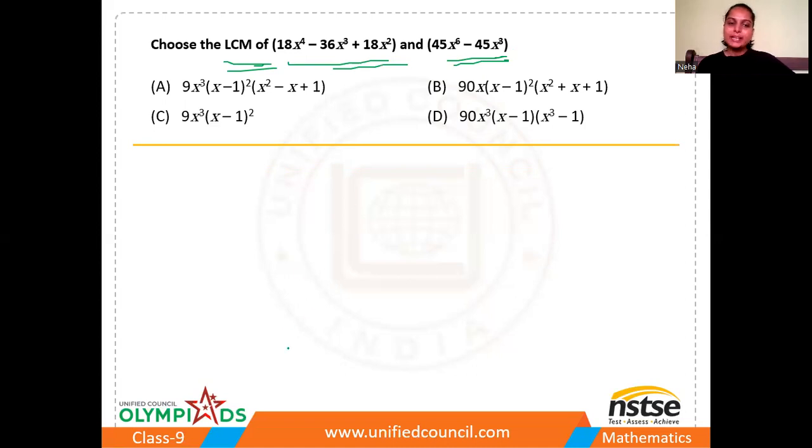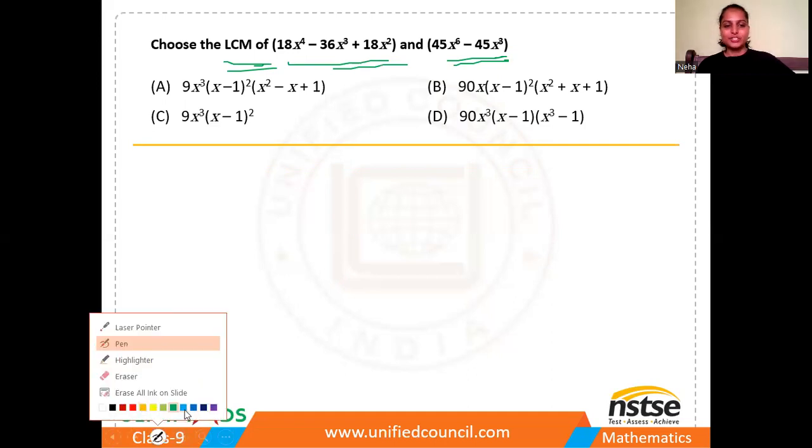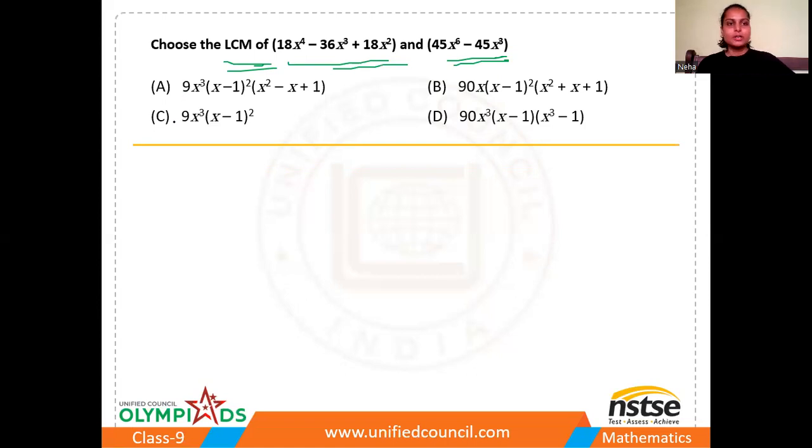So to find the LCM, what do I have to do? Yes, I have to do the factorization first, right? So let me do the factorization for both the terms. The first expression is 18x to the power 4 minus 36x cube plus 18x square, right? So first I have to do the factorization.